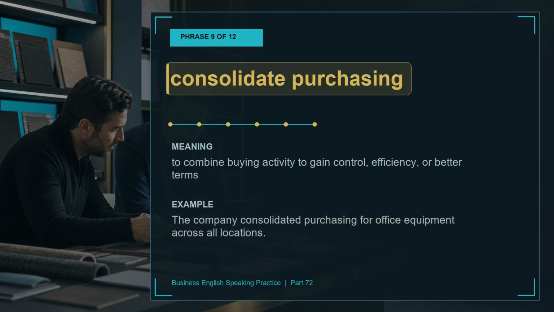Consolidation can reduce duplicate suppliers and increase negotiating power. It may also simplify administration. Use this phrase when several teams buy similar items separately. Now repeat. Consolidate purchasing.